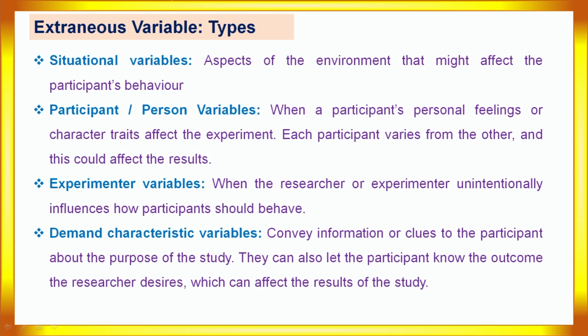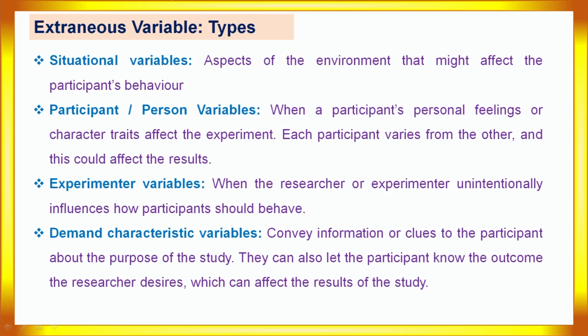It may be participant or person variables, meaning the participant's feelings and character traits may affect the experiment. Based on the participant's own understanding or predisposition about a topic, that may affect his response pattern. The next type of extraneous variable is the experimenter variable, which means the researcher or experimenter unintentionally influences how the participant behaves. And the last one is the demand characteristics type. This is also a type of extraneous variable.